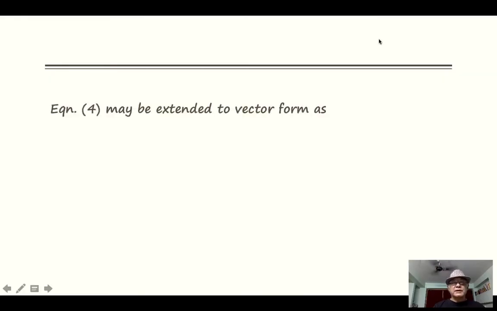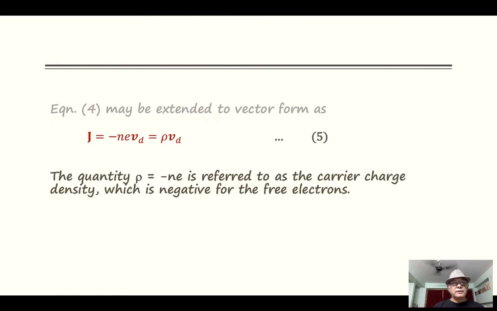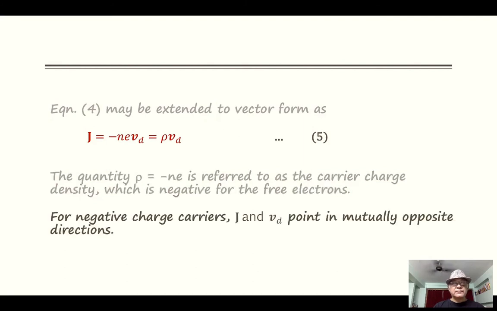Equation 4 may be extended to vector form as J equal to minus NeVd equal to rho Vd. It is equation 5. The quantity rho equal to minus Ne is referred to as the carrier charge density, which is negative for the free electrons. For negative charge carriers, J and Vd point in mutually opposite directions.